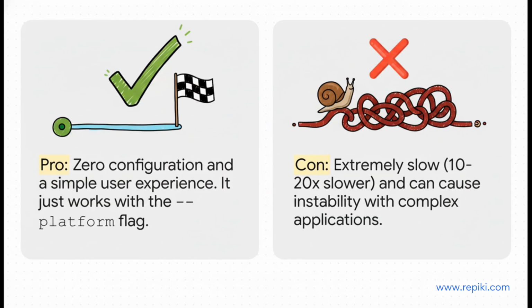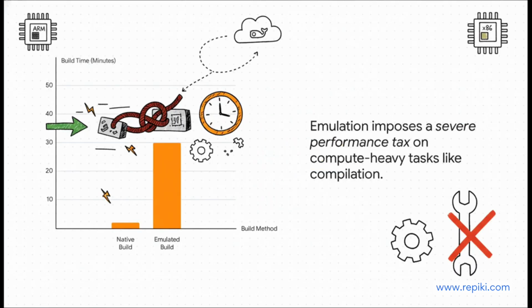But, and this is a big but, that convenience comes at a very steep price: performance. Emulation is basically translating CPU instructions one by one in real time, and that is super computationally expensive. And this really shows you just how severe that slowdown can be. I mean, look at that. A build that takes maybe 2 minutes to compile natively can easily balloon to 20 or even 30 minutes when you're using emulation. For really simple stuff, maybe that's fine. But if you're compiling code, oh man, it is an absolute productivity killer.